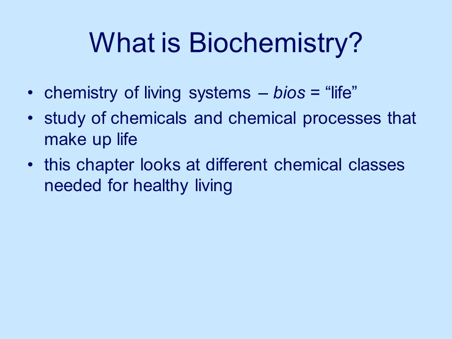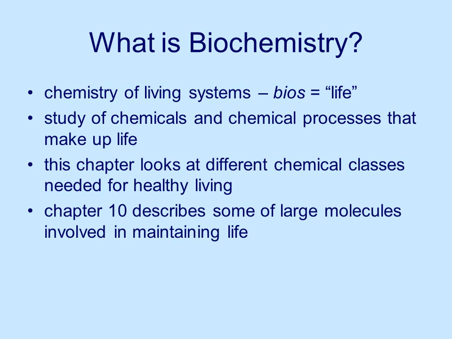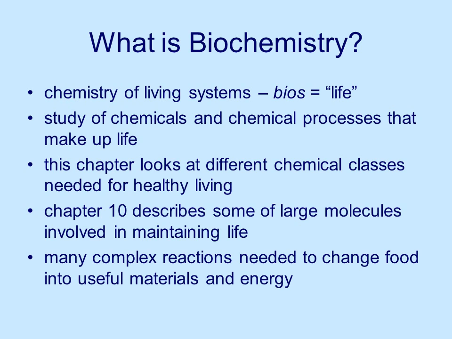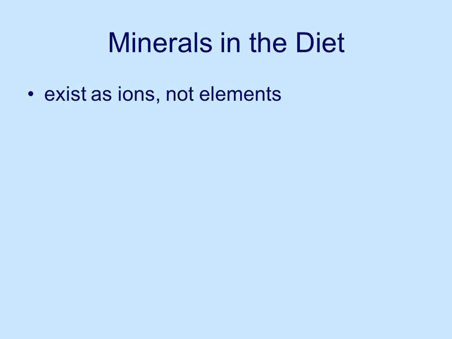So what we'll look at in this chapter very briefly are the different chemical classes needed for healthy living. And we'll take a look at some of these. Chapter 10 also describes some biochemistry processes, but that deals with some of the large molecules that are involved in maintaining life and allowing cells to reproduce. Many complex reactions are needed to change food into useful materials and energy, and these reactions are important for biochemistry and important for life. Now, we look at minerals in the diet.